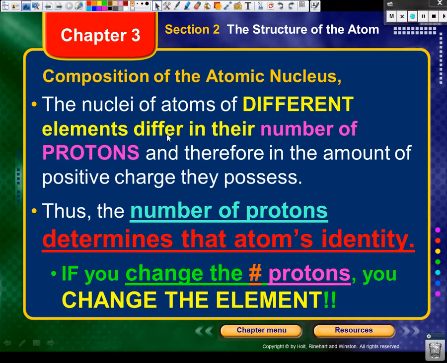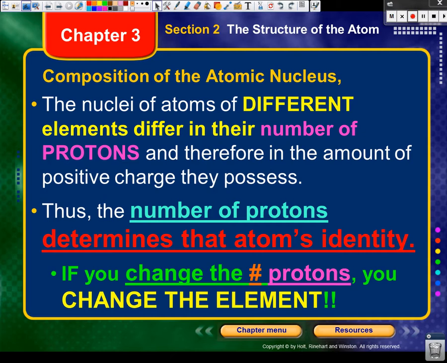So the nuclei of atoms of different elements differ in their number of protons, therefore the amount of positive charge they possess. Thus, the number of protons, put a big star beside that, the number of protons determines the atom's identity. So if I said, who is an atom that has 20 protons? Who would that be? Calcium. And all you do is look up there and find number 20.